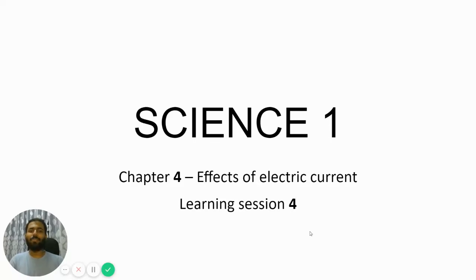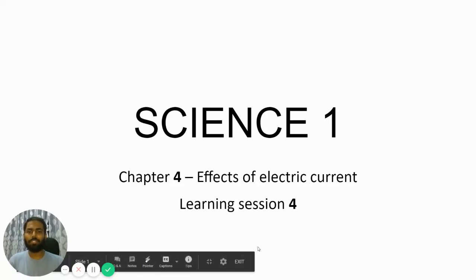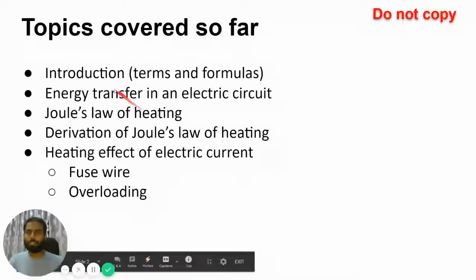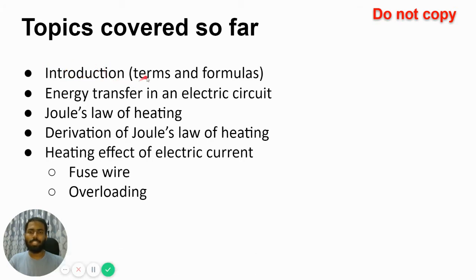Hello and welcome to learning session number 4 of chapter number 4 of Science 1, which is Effects of Electric Current. The topics we have covered so far: we have seen introductions and revised terms like resistance, charge, current, potential difference, power, etc. Then we saw how energy is transferred in an electric current and Joule's law of heating. According to Joule's law, the heat produced in a circuit is equal to I squared RT.